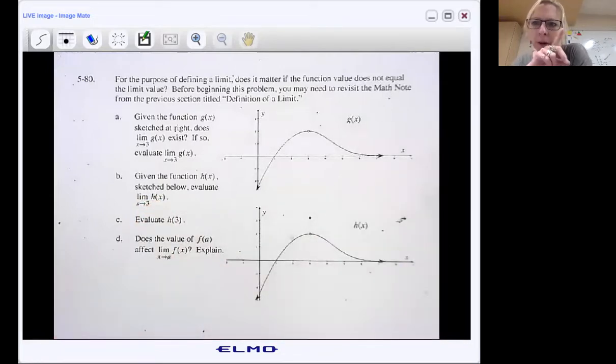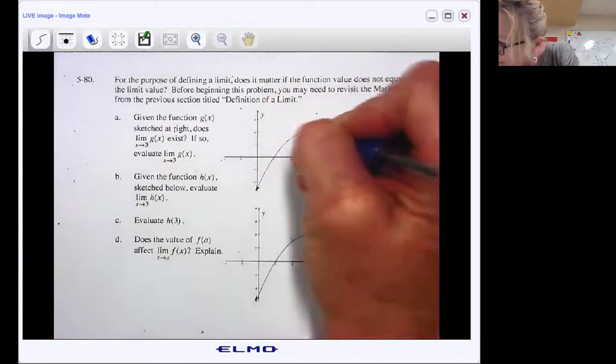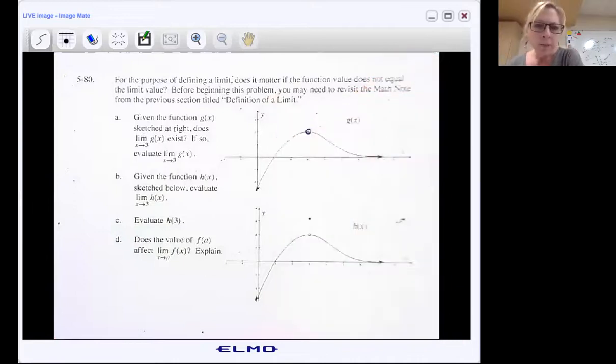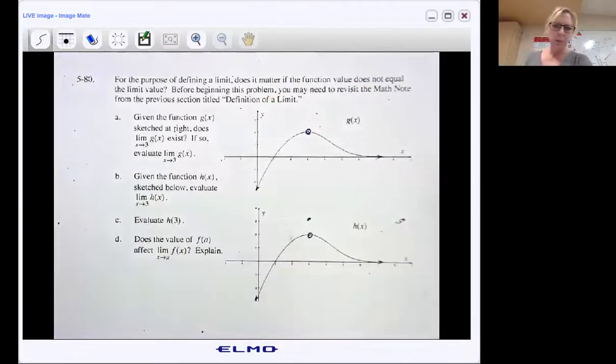So we have these two graphs over here. There's one very, very small difference. This first graph has a hole at 3. This second graph still has a hole at 3, but it also has a function value. And we did talk about this last week.